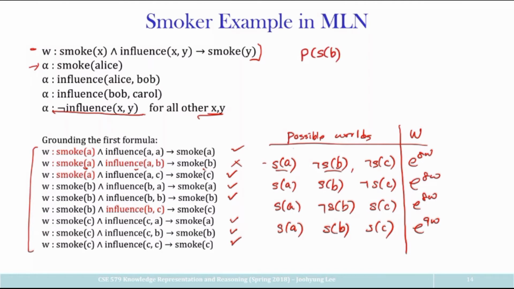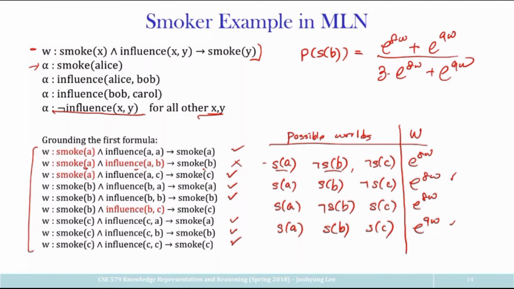What is the probability of Bob being a smoker? Now look at this table. Which interpretations make Bob a smoker? Second and fourth, right? So from these we get e to the power of 8W for the second one, and e to the power of 9W for the last one. The normalization factor is the sum of all the weights, so that's 3 times e to the power of 8W plus e to the power of 9W. Are we together?